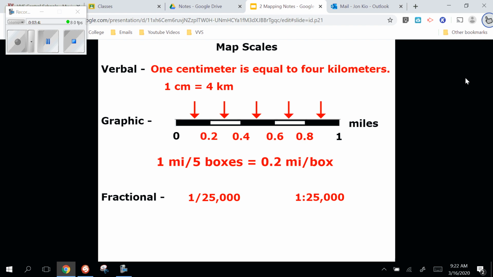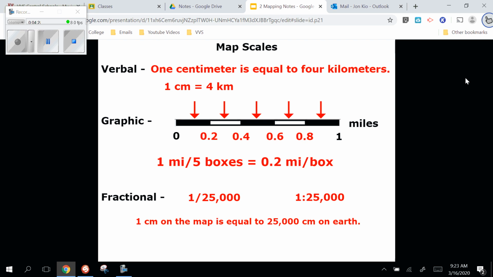And then finally we have what's called a fractional scale. You can use either a divide sign or a colon, and all that means is that 1 unit, whatever that unit may be, on the map is equal to 25,000 units on the Earth. It just means that the Earth is 25,000 times bigger than that map you're working with. It doesn't matter what unit you use: inches, centimeters, whatever. I like to use centimeters because we use the metric system in here. So that tells me that 1 centimeter on the map is equal to 25,000 centimeters on Earth.